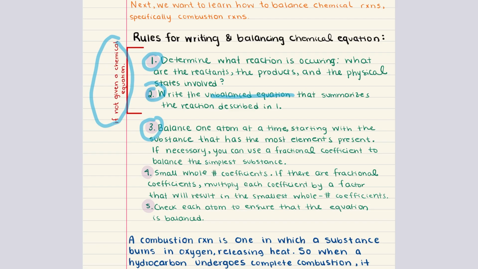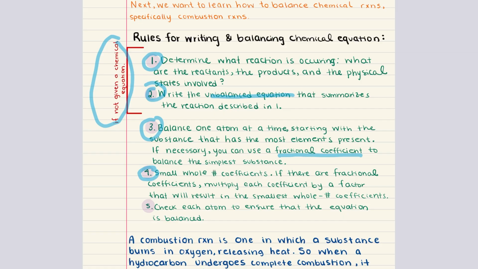And from there, you want to start to balance that atom. If necessary in this step, you can use a fractional coefficient to balance the simplest substance. Now, after you've balanced one atom at a time, we can move into step 4. Step 4 tells you that, ultimately, to have a correct, balanced chemical equation, you can only have whole number coefficients.